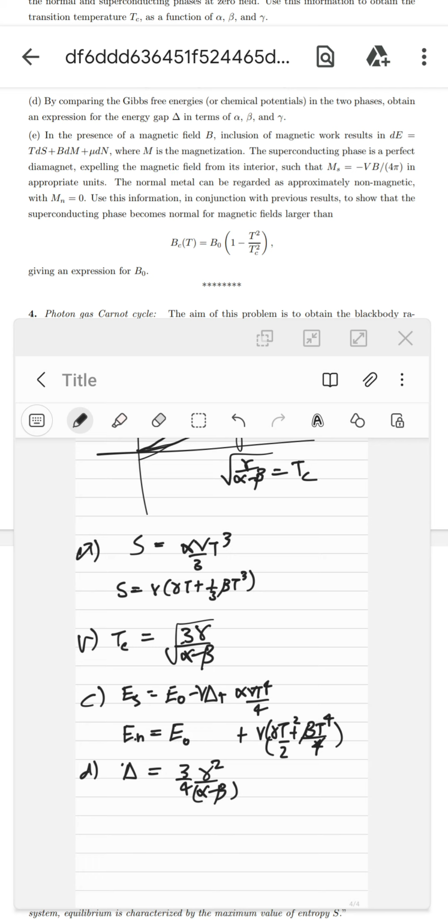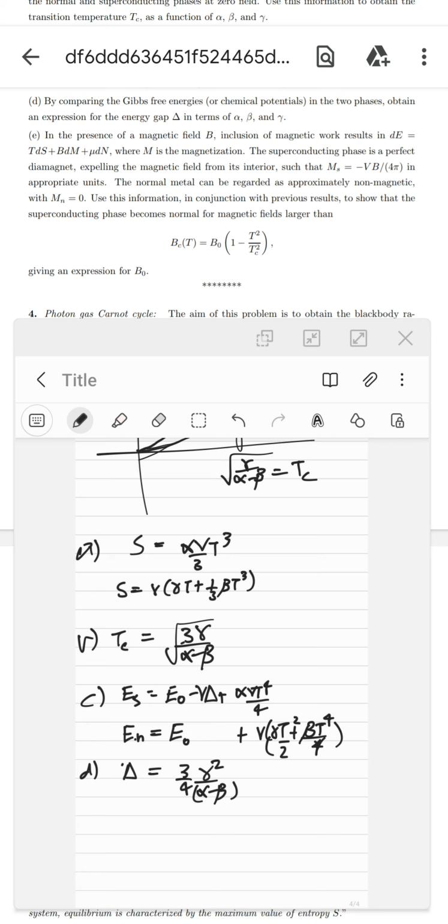The superconducting phase becomes normal for magnetic fields larger than that at some particular temperature, right? Okay, so we want to figure out the phase transition, and okay, cool, I get it. So all of this, the entropy and all that stuff, is just really for the case when you have, I was going to say zero magnetic field, right? But now it's different. So now you have this extra thing, TdS plus all that stuff.